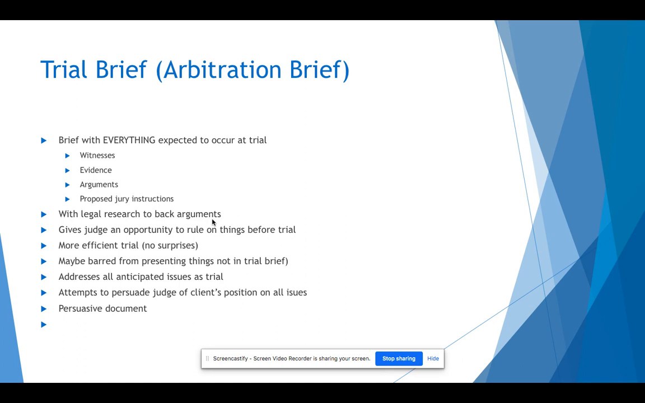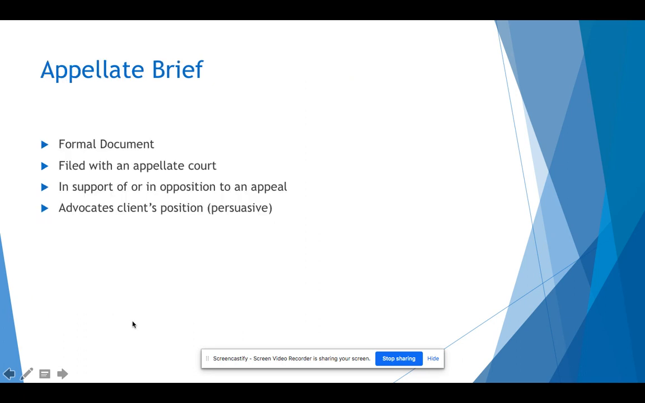And it's intended to address all anticipated issues that will occur at trial. And it's your first opportunity to get the judge on your side. You're trying to persuade the judge that your client is right on all issues. And again, this would obviously be a persuasive type of writing. Appellate briefs are filed with the appellate court in support of or in opposition to an appeal, and it's obviously persuasive.